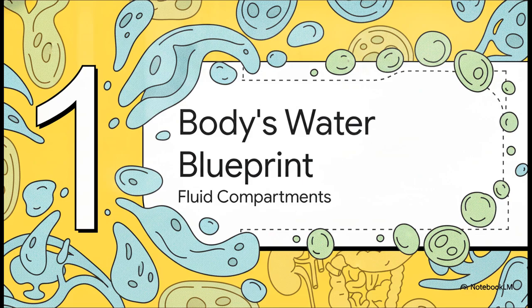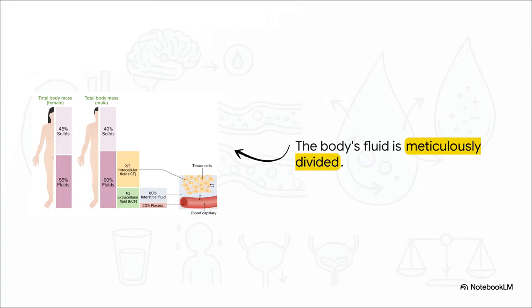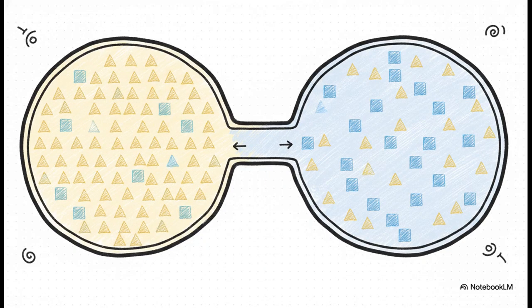Starting off with Section 1, the body's water blueprint. Let's get a handle on our fluid compartments. When you think about it, humans are essentially walking, talking bags of fluid. But this fluid isn't just sloshing around randomly in there. It's meticulously divided. The vast majority of your body's water, somewhere between 55 and 75%, is trapped safely inside the cells themselves. We call this the intracellular fluid, or ICF. The remaining 25 to 45% makes up the extracellular fluid, or ECF, which sits outside your cells, mostly in your tissues and blood plasma. And what's wild is that the cell membrane creates two completely contrasting environments.